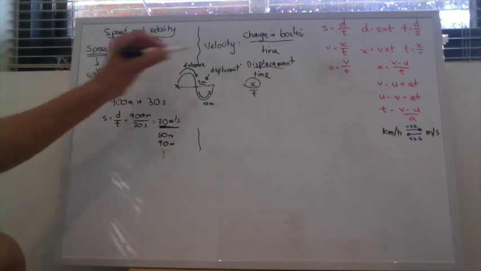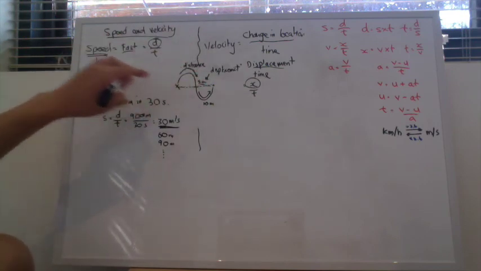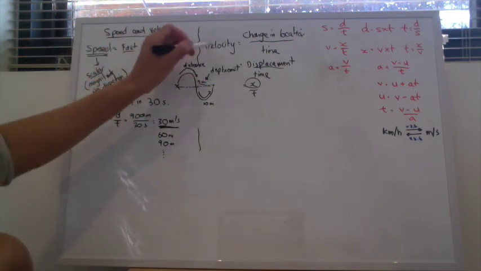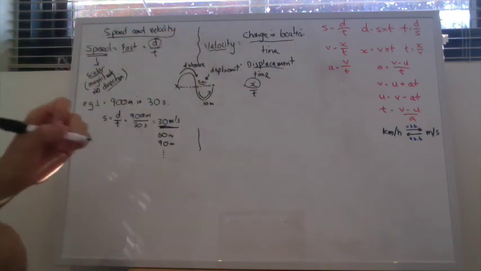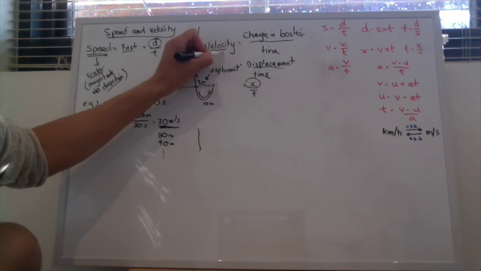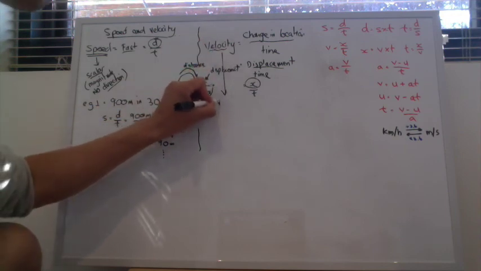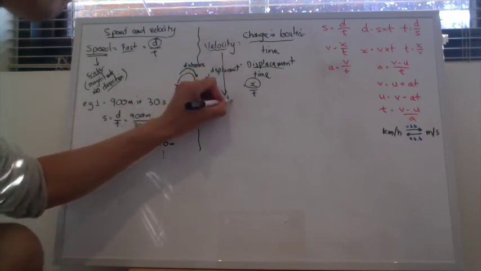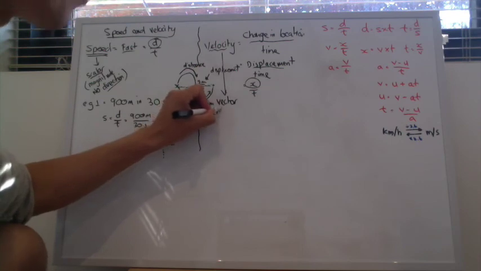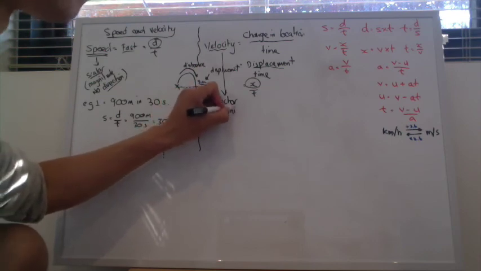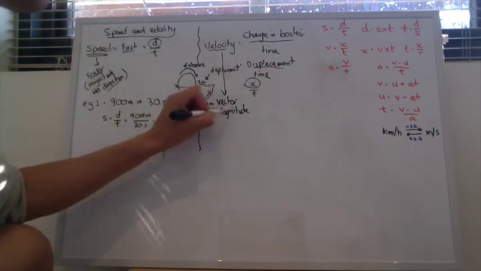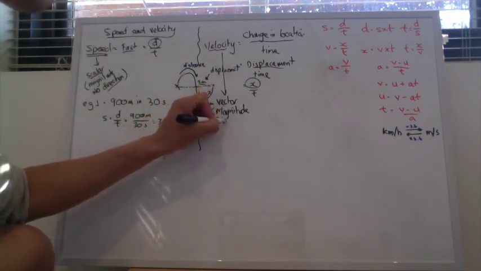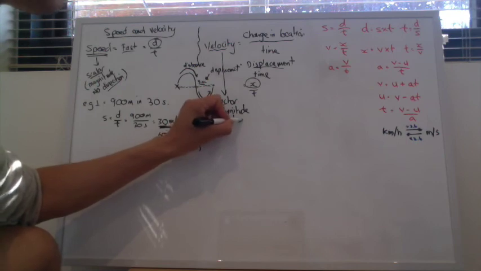Okay, now the difference between velocity and speed is that velocity, with the displacement, also tracks the direction that the object is moving in. So velocity is what we call a vector quantity, okay? Which means it has magnitude, in other words, an amount, for example, 5 meters per second, 10 meters per second, and direction. It has the direction that it's moving in as well, okay?